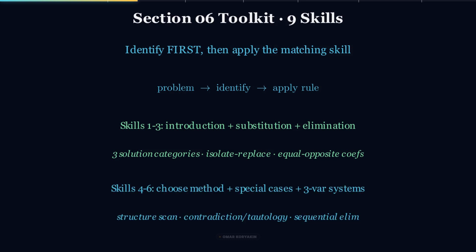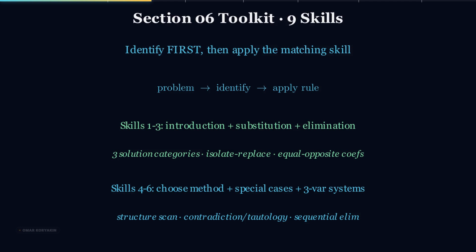Skills 4 through 6 are the structural and special case layer. Choosing the right method by inspecting the system's structure. Substitution wins when one variable is isolated. Elimination wins for symmetric coefficients or fraction-free coefficients. Either method works for plain integer coefficient systems. Special cases: no solution produces an algebra collapse to a contradiction like 0 equals 5, and infinitely many solutions produces an algebra collapse to a tautology like 0 equals 0.